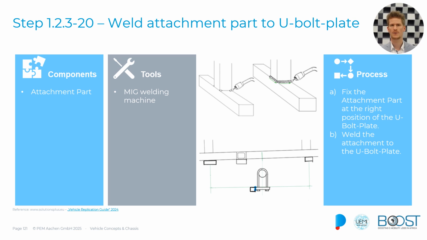Once that has been done, we will weld the attachment point to the U-bolt plate, and as you can imagine, at this point we do not really need to do a tack weld first. That's just for securing, but you can just weld it completely straight away. And again, check the welding seams. So in the very end we will end up with something like this. We have our U-bolt attachment point here, and we have this attachment area for our damper.